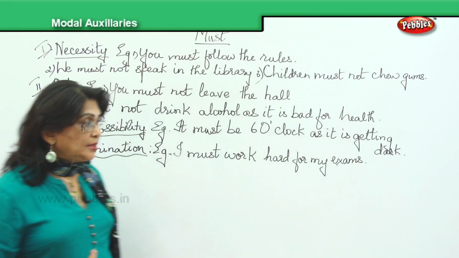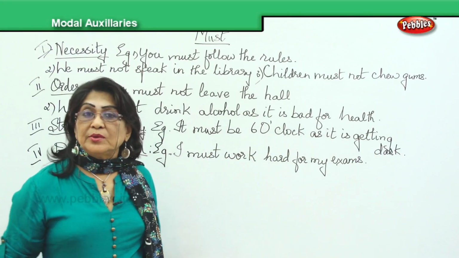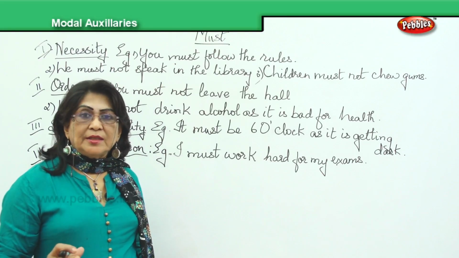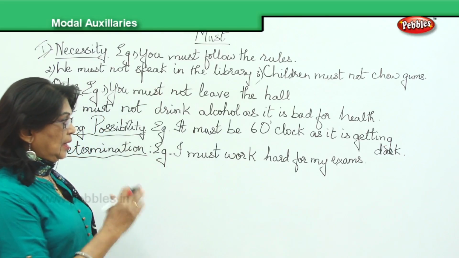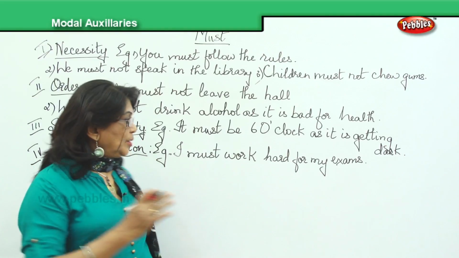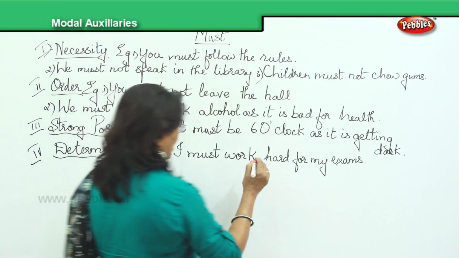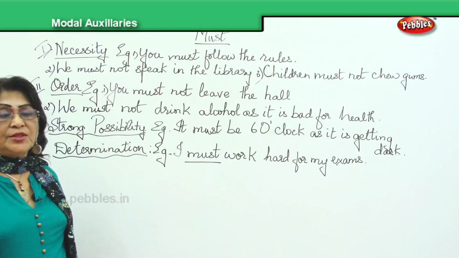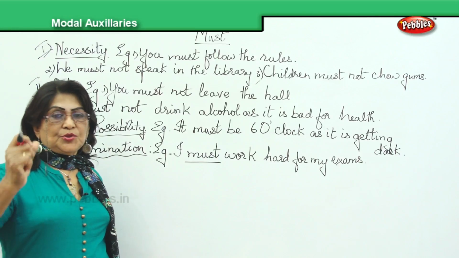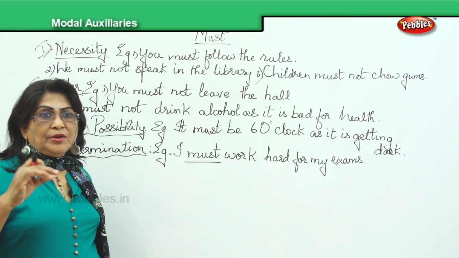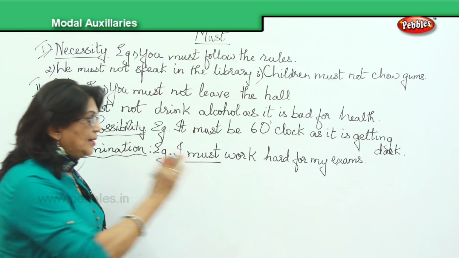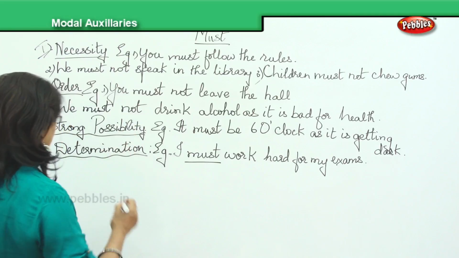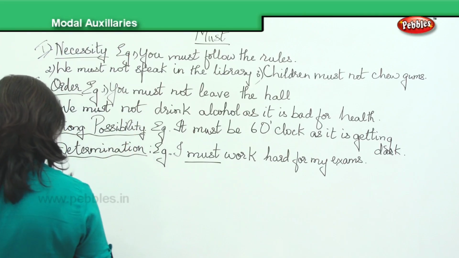This determination is expected in all students, whether it is school students or college students. You must work hard, isn't it? That's what it says. I must work hard for my exams. So this is a determination. You're making up a strong aim. You're aiming for passing your exam. So you have to work hard. So that is an example.